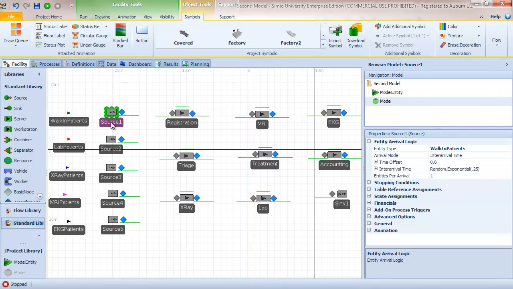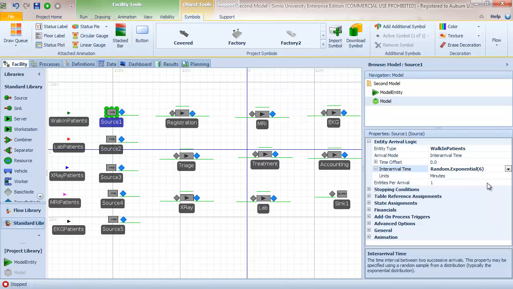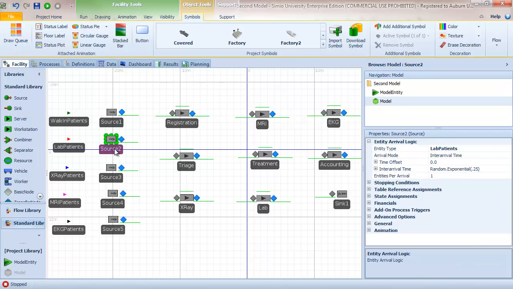The first thing is source 1, which represents our walk-in patients, and walk-in patients arrive at the rate of 10 per hour. So the inter-arrival time will be 6 minutes. So we have random exponential 6. Lab patients arrive at the rate of 20 per hour, so we say that inter-arrival time will be 3 minutes.